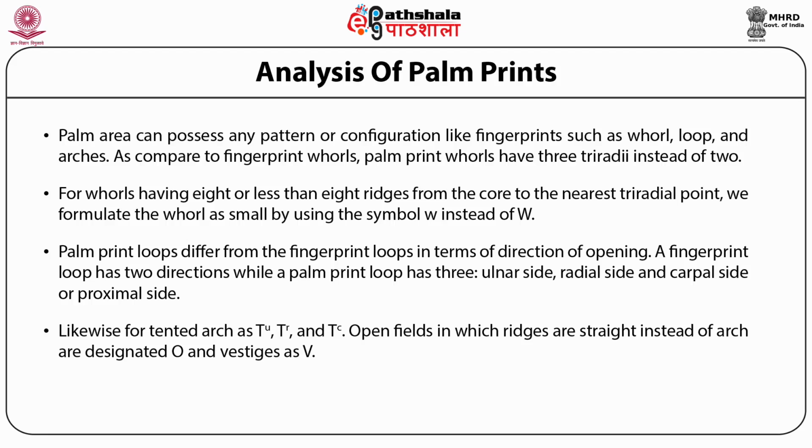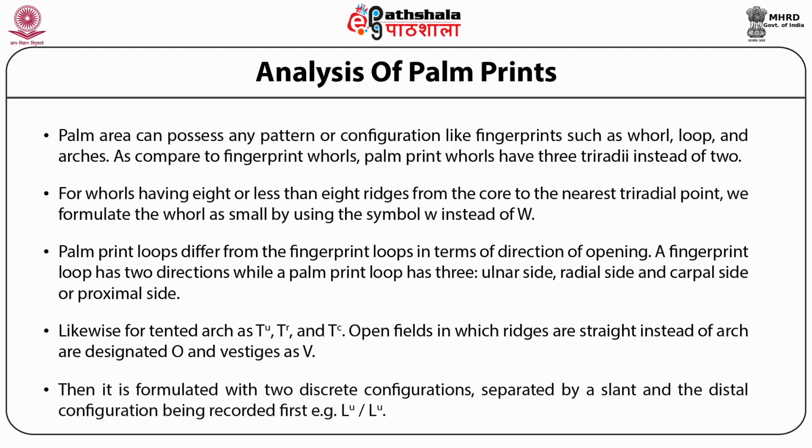In case a configuration or palmar area bears 2 true patterns, such as 2 ulnar loops, then it is formulated with 2 discrete configurations separated by a slant, with the distal configuration recorded first, for example LU oblique LU. A complex configuration not assignable to any of the types above is characterized as capital Y.